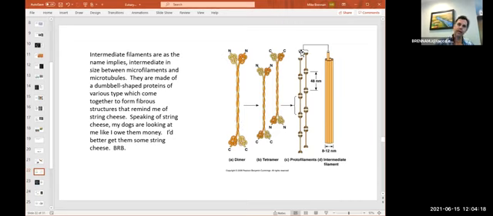Okay, so the way these go together is as you see, and the actual physical texture, the closest real world analogous thing is string cheese. That's sort of like the physical texture of an intermediate filament.